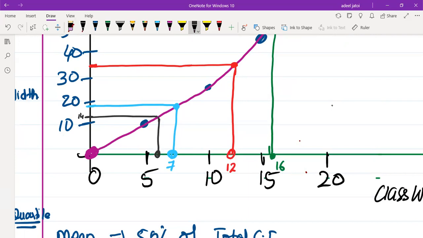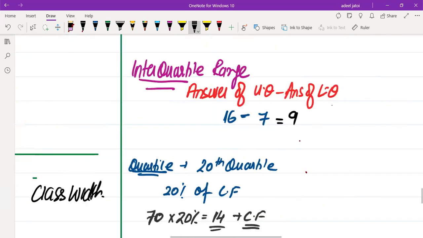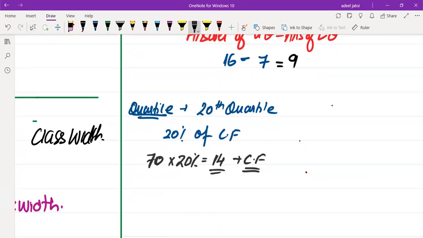And let's say your answer is 6. So this 6 will be your 20th quartile. The answer of the 20th quartile will be 6, not 14. 14 will be the cumulative frequency, which will help you to find out the 20th quartile answer.